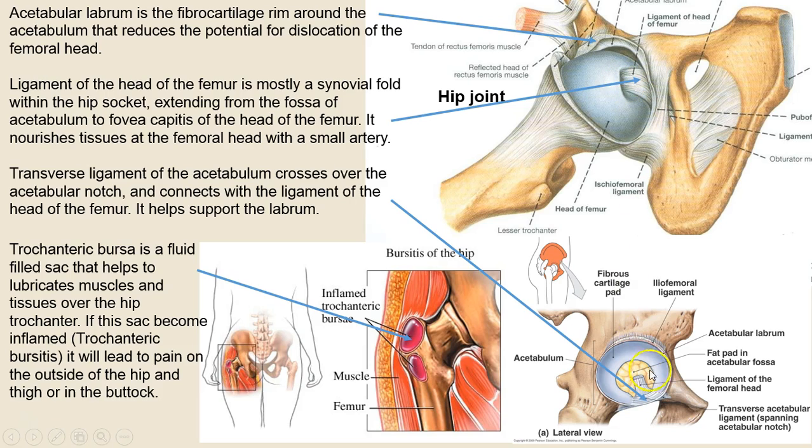Transverse ligament, take a look here. Now there's a little acetabular notch in the bone that we're not seeing because it's covered by the transverse acetabular ligament. Okay, and it's going to help support the labrum around here. So it's a marvelous structure. You know, I'm just going through this so fast when really it deserves a lot of respect. This fantastic joint.